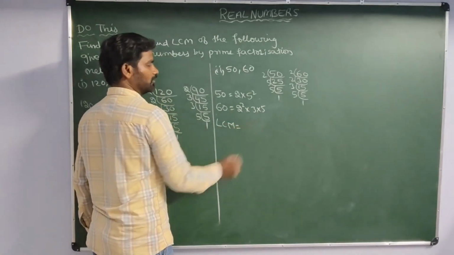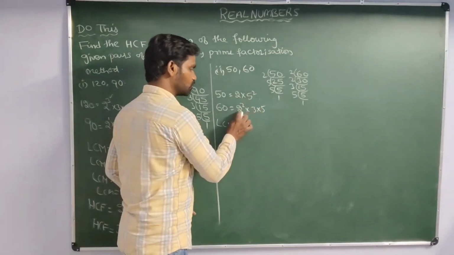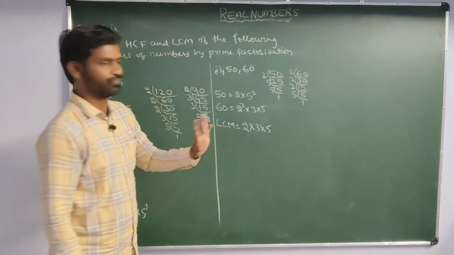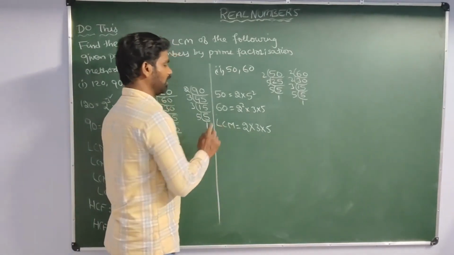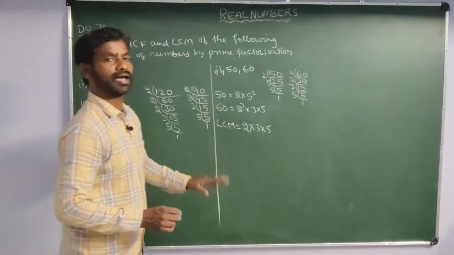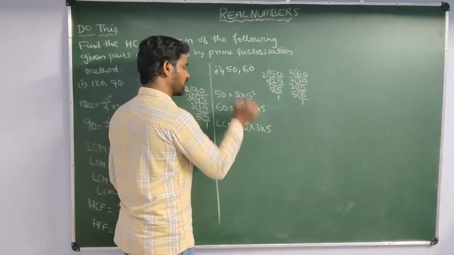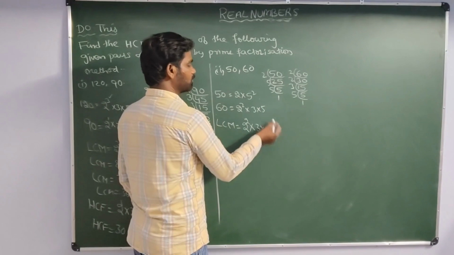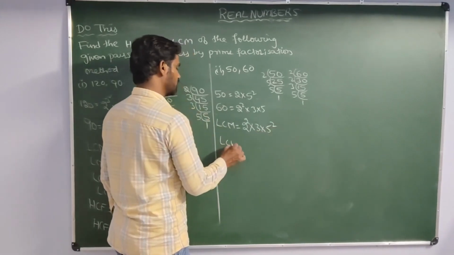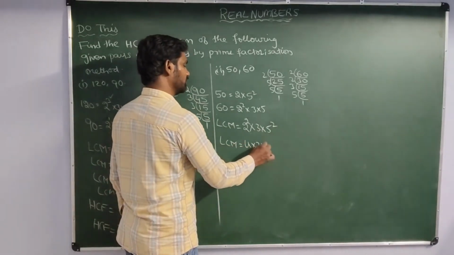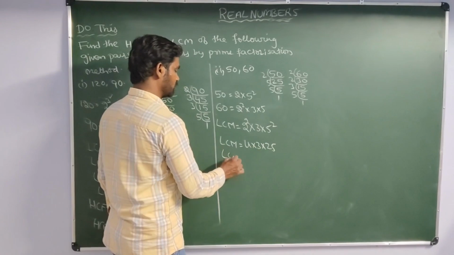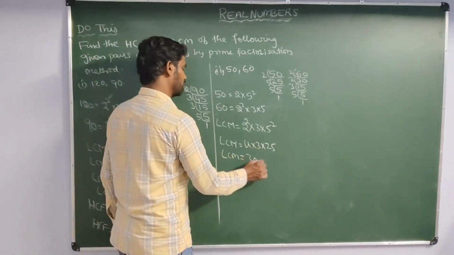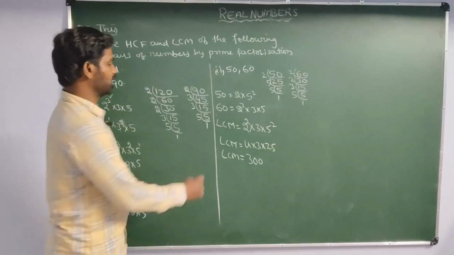Let us find LCM. So what are the numbers? 2, 3, 5. Three numbers are there. Now compare their powers. While comparing in LCM, we have to take the highest power. The highest power in 2 is 2 square. Next, in 3 there is only one 3, you write as it is. And the highest power in 5 is 5 square. So LCM is equal to 4 into 3 into 25. 4 into 25 is 100. 100 into 3 is 300. So LCM is 300.